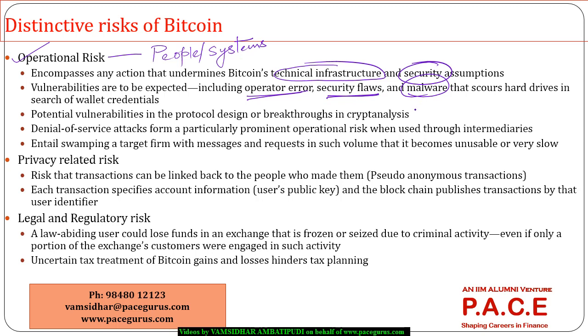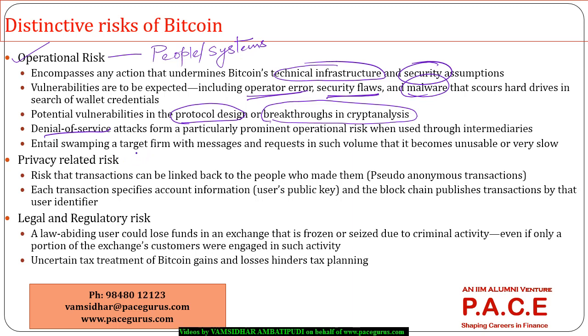All kinds of malware that drives in search of the credentials of the wallets also are major sources of operation risk. Even protocol design, there could be a kind of operational risk. The breakthroughs in cryptanalysis is also another major risk coming up from the operational perspective. Denial of service, very prominent with respect to many online transactions, and especially when there are intermediaries who are facilitating the process, the denial of service becomes even more a very important aspect to be considered.